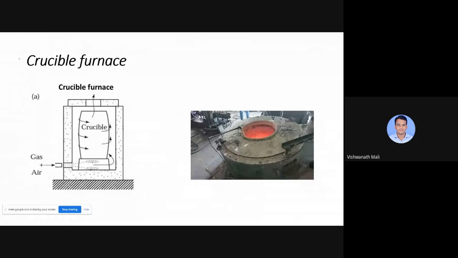The first type of furnace is the crucible furnace. Now, what is a crucible?